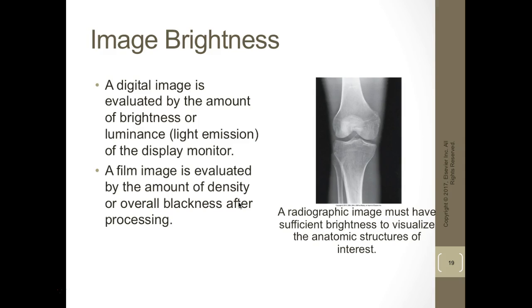Image brightness. A digital image is evaluated by the amount of brightness or luminance, so light emission, on the display monitor. So I'm going to talk about luminance when we talk about the display monitor. A film image is evaluated by the amount of density or overall blackness of processing. So on the display monitor it is luminance. When we talk about film, we're talking about overall density on the image.